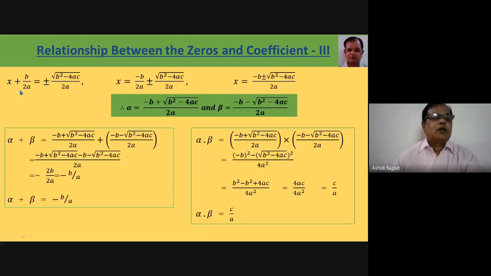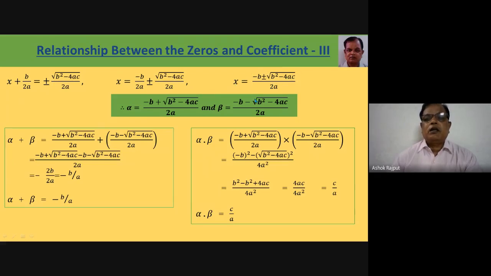Now x plus b by 2a equal to plus minus under root b square minus 4ac upon 2a, or x equal to minus b by 2a, because we have transposed this one to the right side, so we have changed the sign also. Minus b upon 2a plus minus under root b square minus 4ac upon 2a. Now after that we will take the LCM, it will be 2a. Here will be minus b plus minus under root b square minus 4ac.